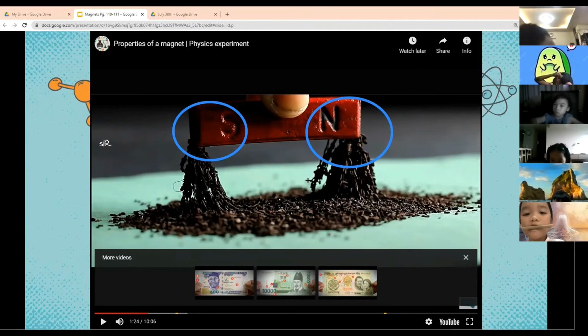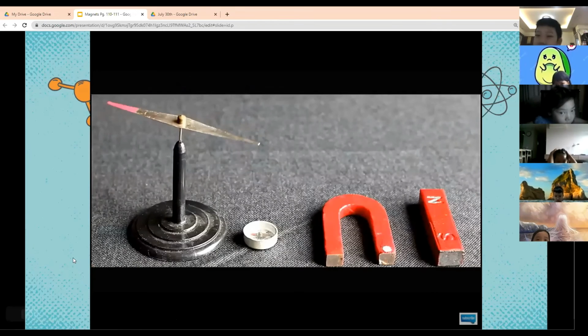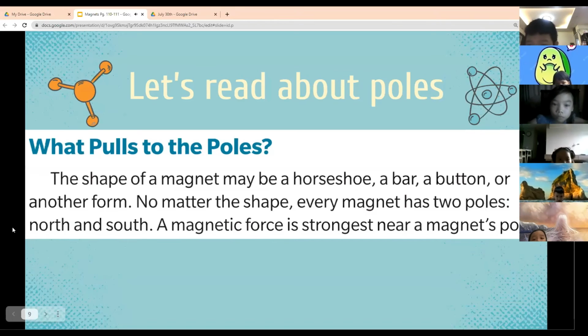Can you say the word pull? Pull. It's actually P-O-L-E. Very good. So these are the poles. Let's keep on watching. We're going to look at some magnetic fields a little bit later. I have a few more videos, so let's move on. Let's read about the poles.